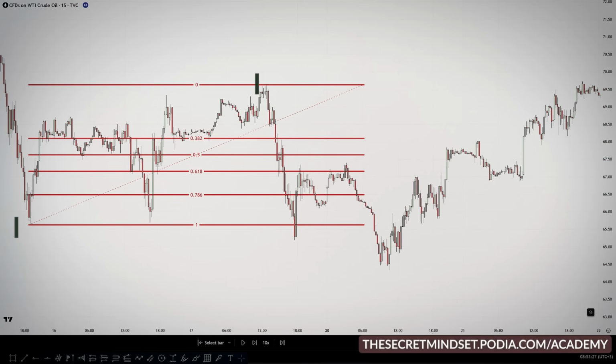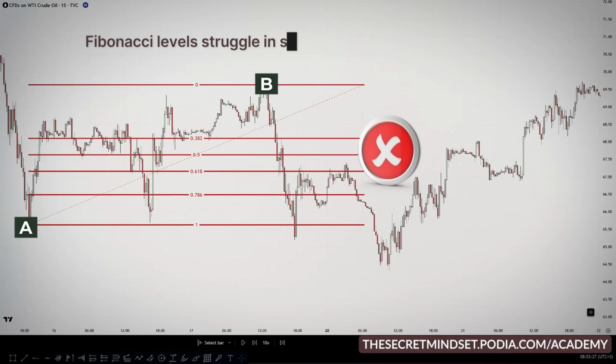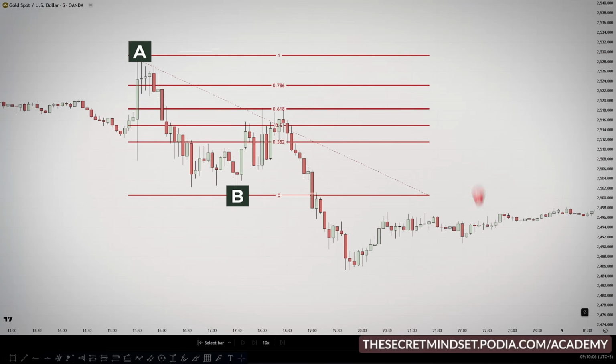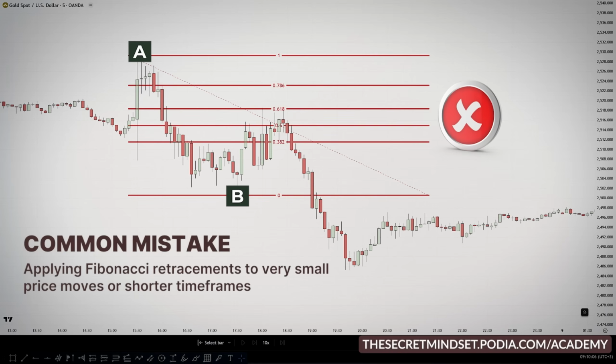And please note that Fib levels struggle in sideways or ranging conditions. If the market is consolidating, it's often better to wait for a clear breakout before applying a Fibonacci analysis. Here's another common mistake. When you apply Fibonacci retracements to very small price moves or shorter time frames, you might run into some issues that can make your trading less effective.